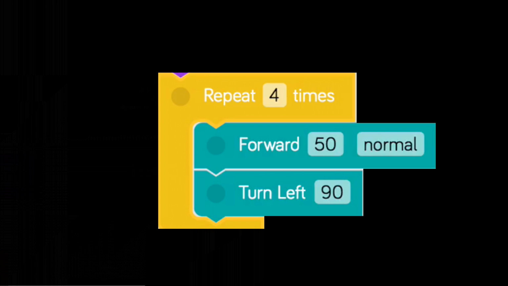So if you visualize the Dash moving forward, turning 90 degrees to the left, moving forward, turning 90 degrees to the left, moving forward, turning 90 degrees to the left, moving forward, and turning 90 degrees to the left, what shape do you think that makes? It will have 4 corners, and each of the corners will have 90 degrees.